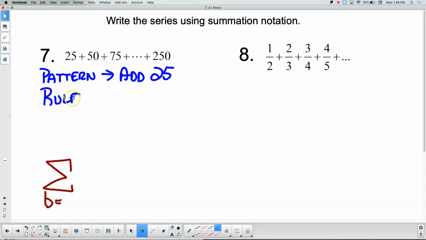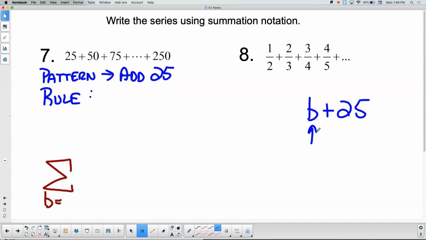So then what would my rule be? B plus 25? If B plus 25 is my rule, my first term should be 26. My second term should be 27. My third term should be 28. Because I plugged in 1. If my rule is B plus 25, if I plug 1 in there, I get 26. If I plug 2 in there, I get 27.